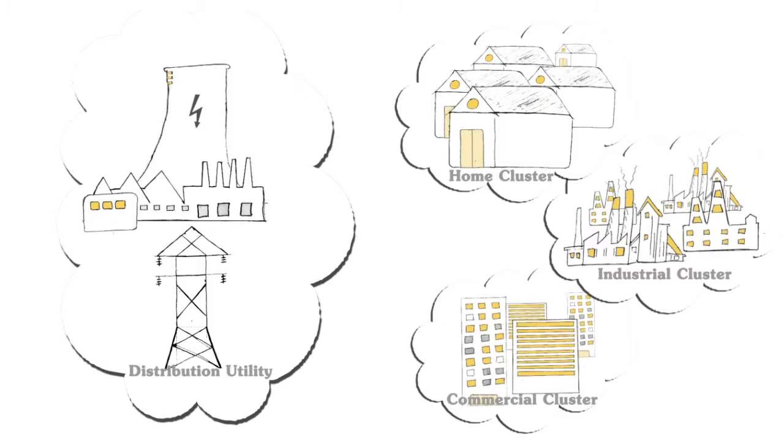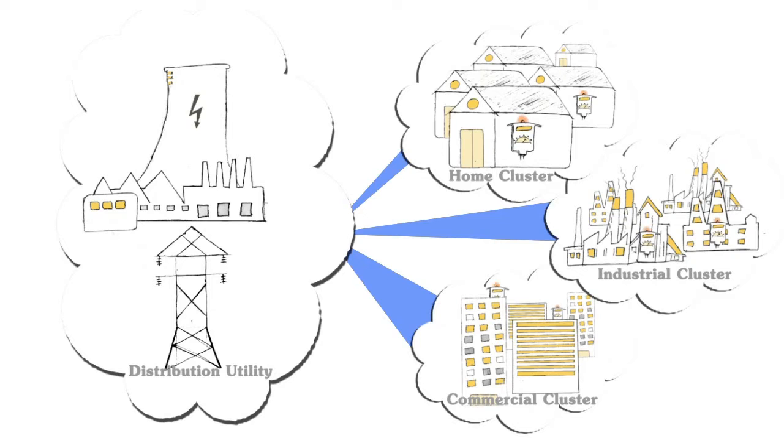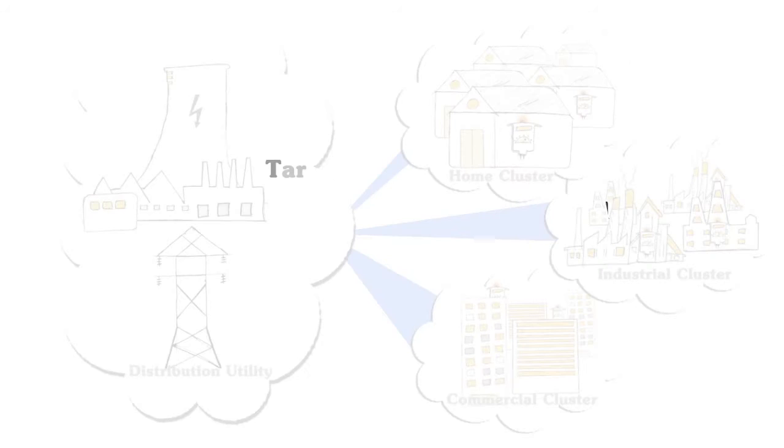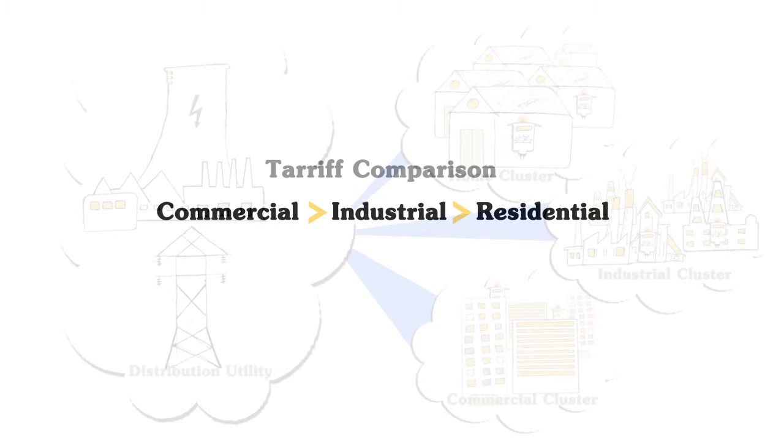Most commonly, we see residential, industrial and commercial consumers in the power distribution area. These consumers consume electric power and in turn generate revenue for the distribution utility by paying bills for the power consumed. Typically, the tariff paid by the commercial and industrial consumers are higher than that of the residential consumers.